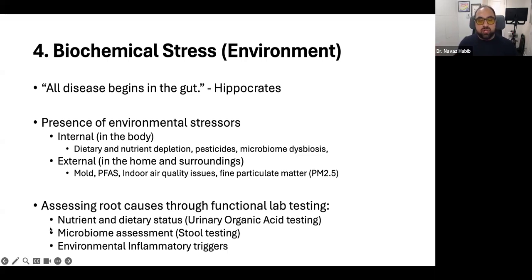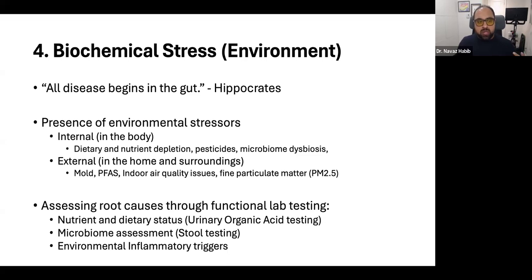Assessing root causes through functional lab testing is something that we do, and I think can be very beneficial if you're able to add it into your practice. Nutrient and dietary testing through urinary organic acids, microbiome assessments through stool analysis, and environmental inflammatory triggers, things like mold, heavy metals. Make sure that these things are not present in your patient's environment when you're dealing with this.